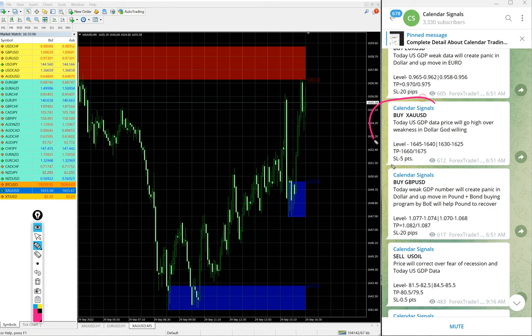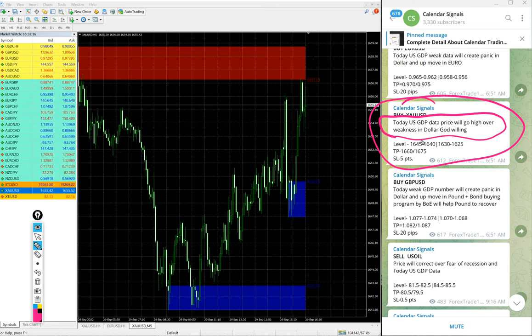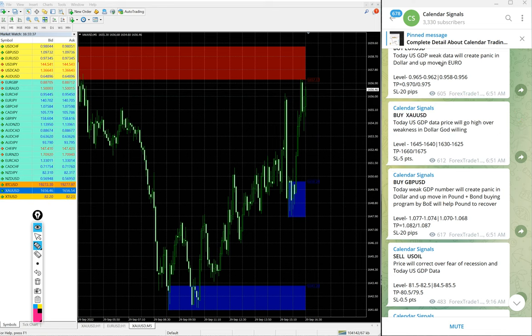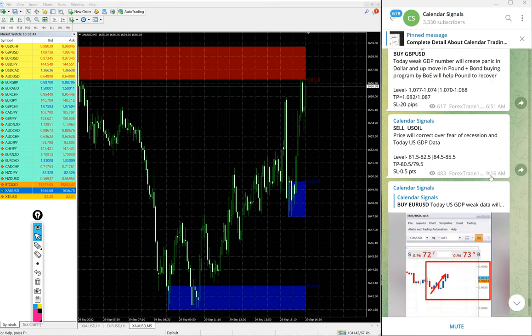For example, here buy XAUUSD, buy gold given. The reason why we gave buy gold is mentioned in this section. Today US GDP data, price will go high over weakness in dollar, God willing. This is what we have mentioned. We predicted that the price of gold will go high because of weak US dollar. Based on that, we gave buy XAUUSD, buy gold against US dollar. Likewise, for each and every signal, you will find the reason why we are giving that particular signal.